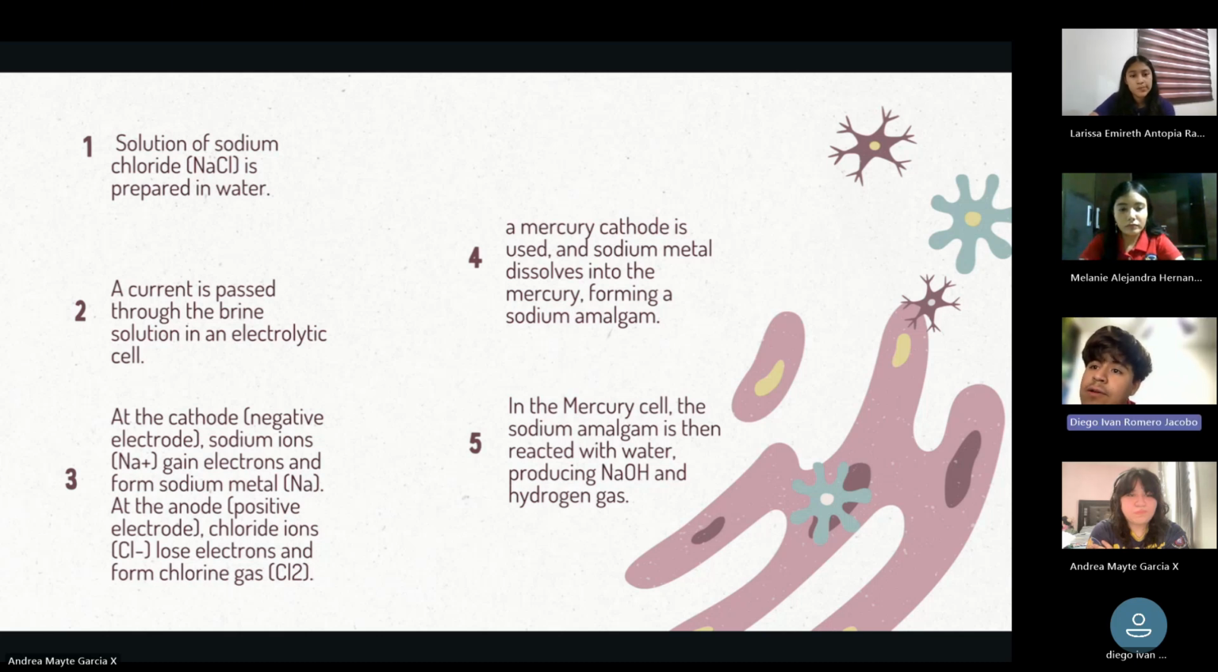A mercury cathode is used, and sodium metal dissolves into the mercury, forming a sodium amalgam. In the mercury cell, the sodium amalgam is then reacted with water, producing NaOH and hydrogen gas.